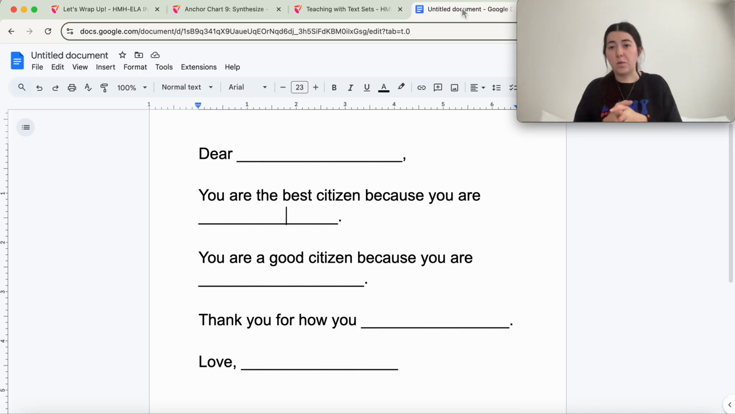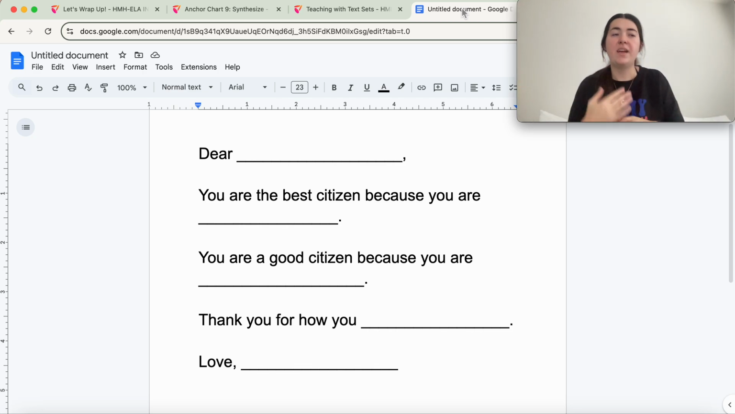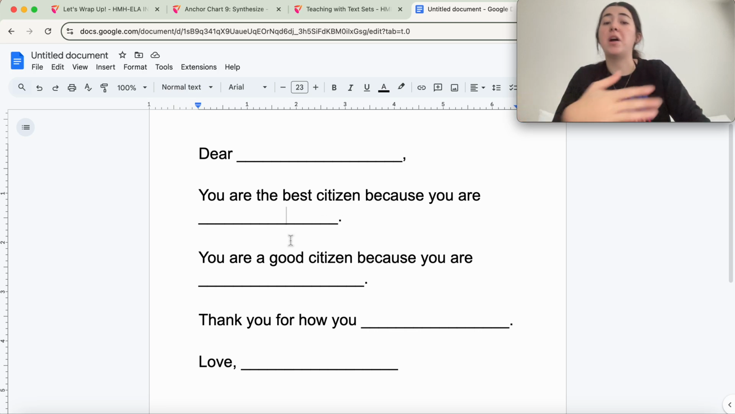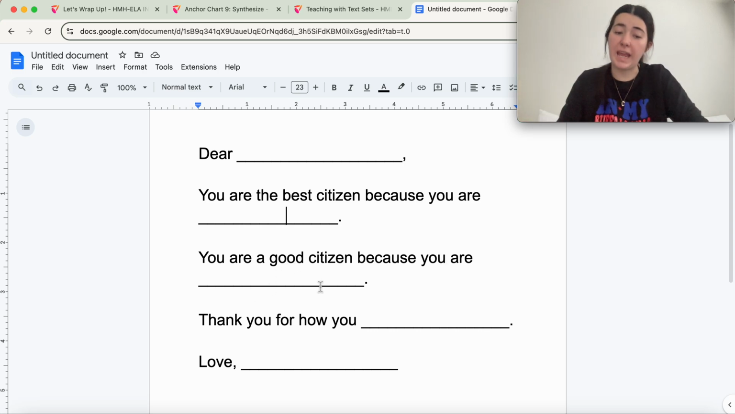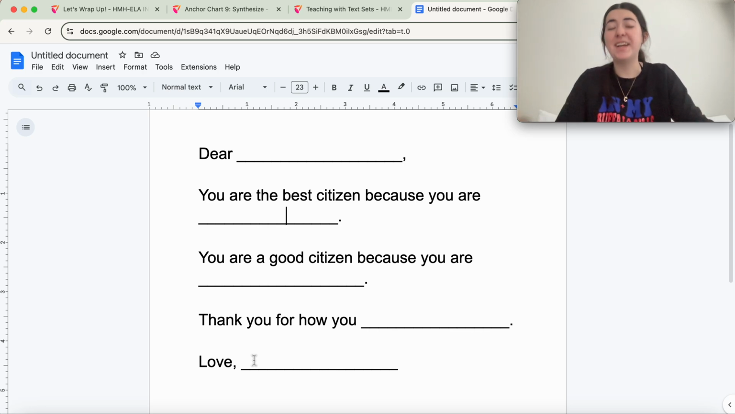Now, for this one, Miss Meadows typed up kind of like a very blank template. And I'll read it to you so we can read it together. It says, Dear blank, you are the best citizen because you are blank. You are a good citizen because you are blank. Thank you for how you blank love blank. Now I'm going to have some of these printed out. If you just want to fill in this template the way it is and just fill in with those adjectives or describing words for how the character that we read about is a good citizen, then you absolutely can do that and you can fill it in here.